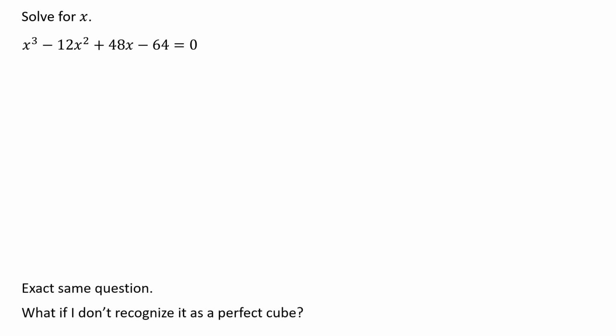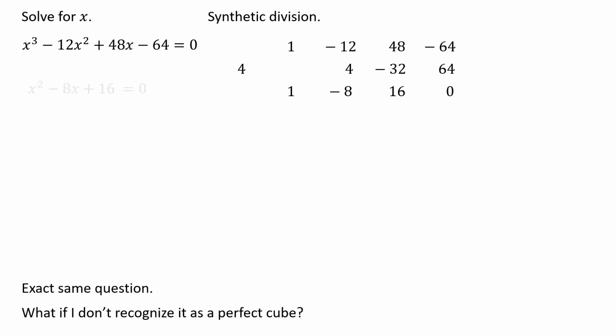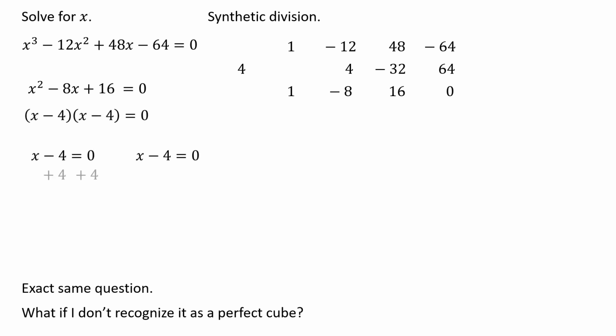Exact same question. If I don't recognize it as a perfect cube, synthetic division. Of course, I better try 4 because that's the only solution on this one. Drop, multiply, add, multiply, add, multiply, add. Okay, one of the solutions was 4. I now can factor the equation x squared minus 8x plus 16, that's that bottom line from the synthetic division, equals 0. Factor. Oh my goodness, I'm going to get positive 4 2 more times.